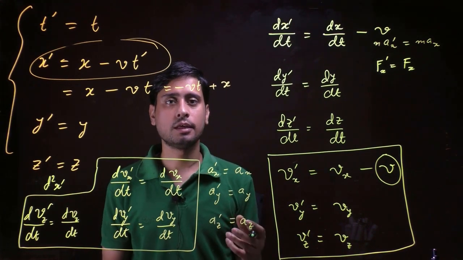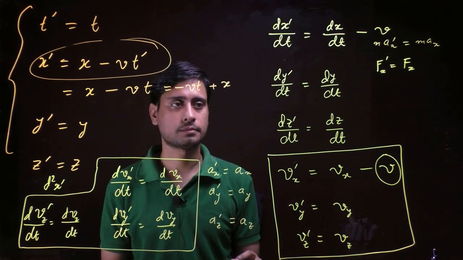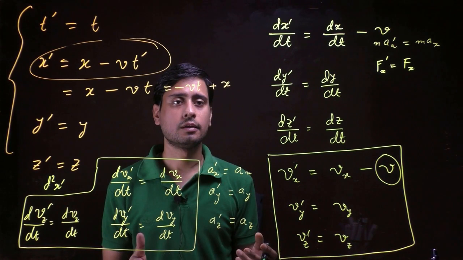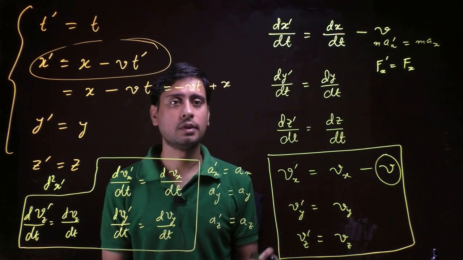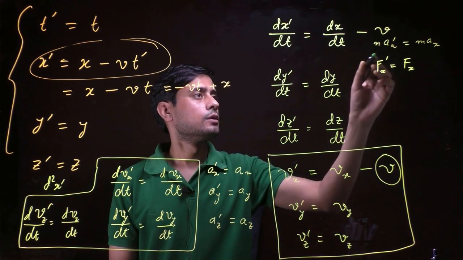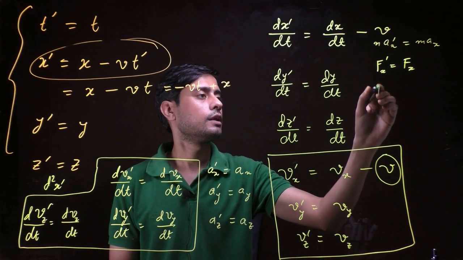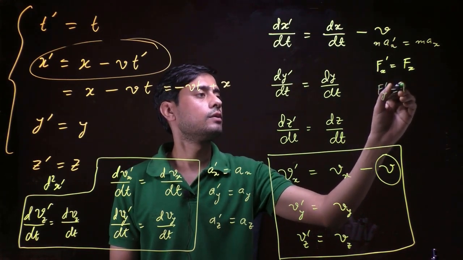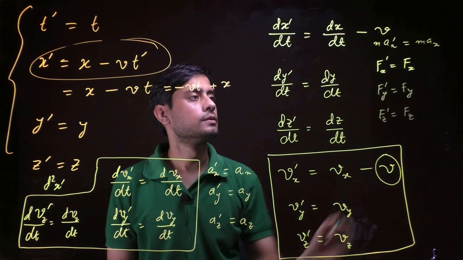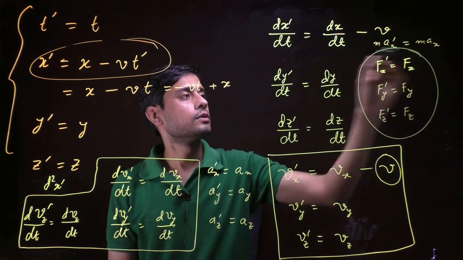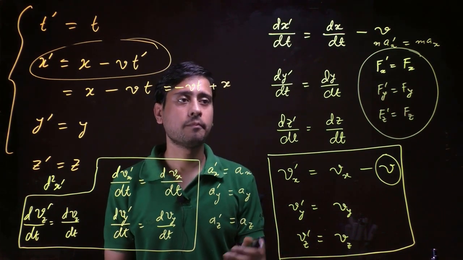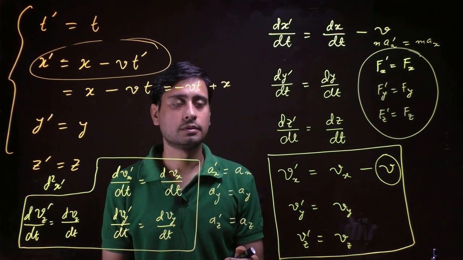A mass will remain the same with respect to any frame. So in the S frame or in the S prime frame, both observers will experience the same mass of that point object. So the forces will remain the same. Similarly, you can say Fy prime will be equal to Fy and Fz prime will be equal to Fz. So from here we conclude that the laws of mechanics remain the same in Galilean transformation.